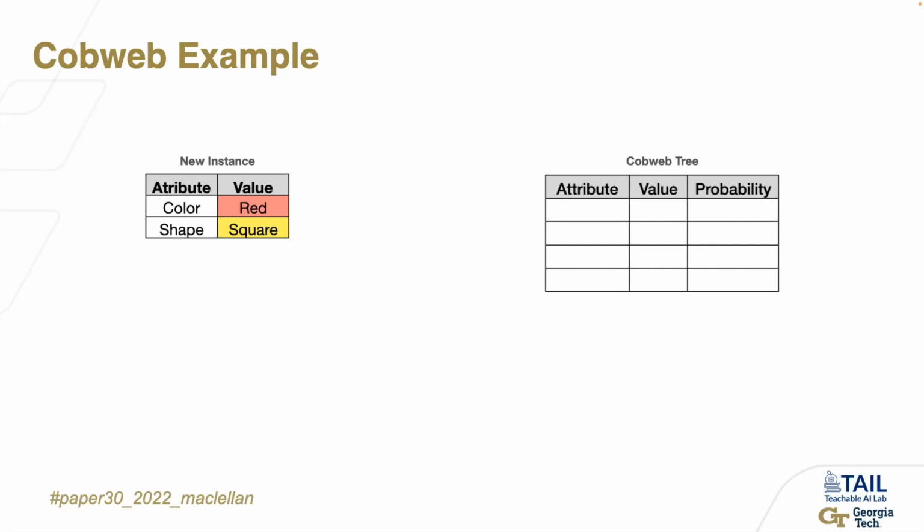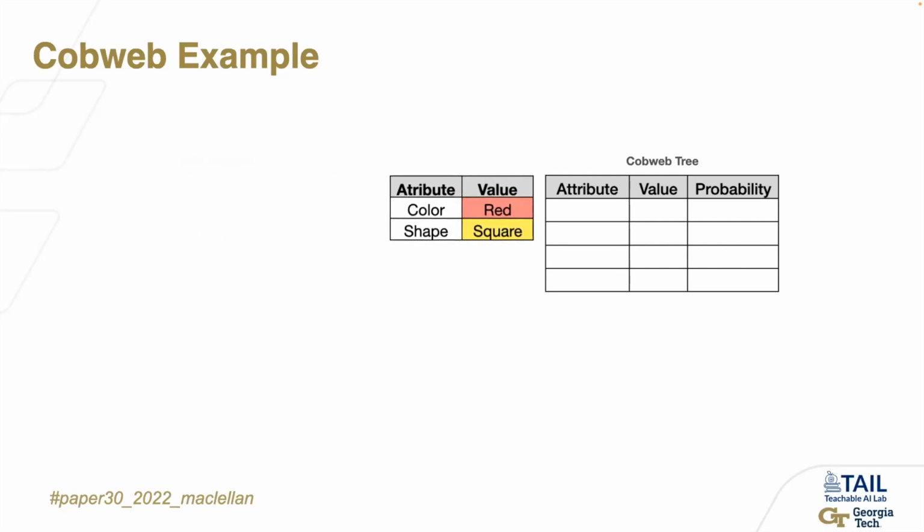And on the right is a Cobweb concept hierarchy that initially is just empty. So this is our first example. Given that we have an empty tree, the first thing that we do is we update the root concept to reflect our first instance that comes in.